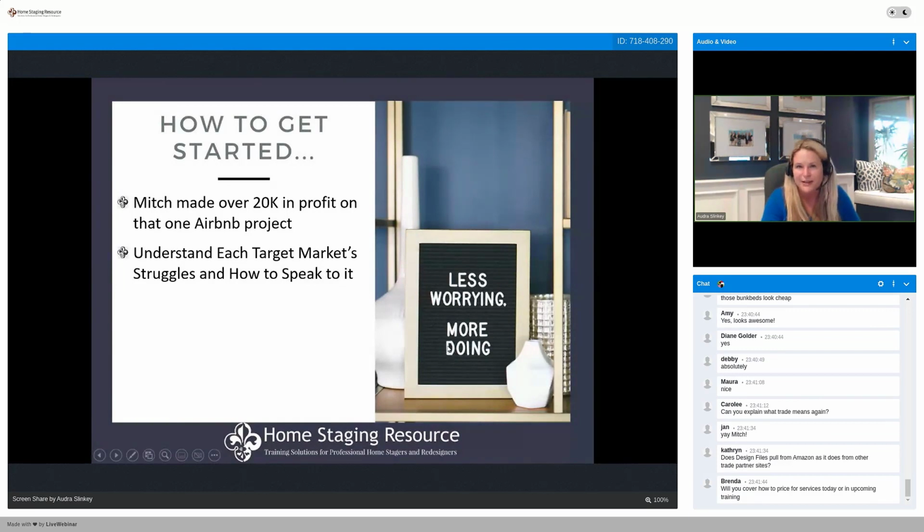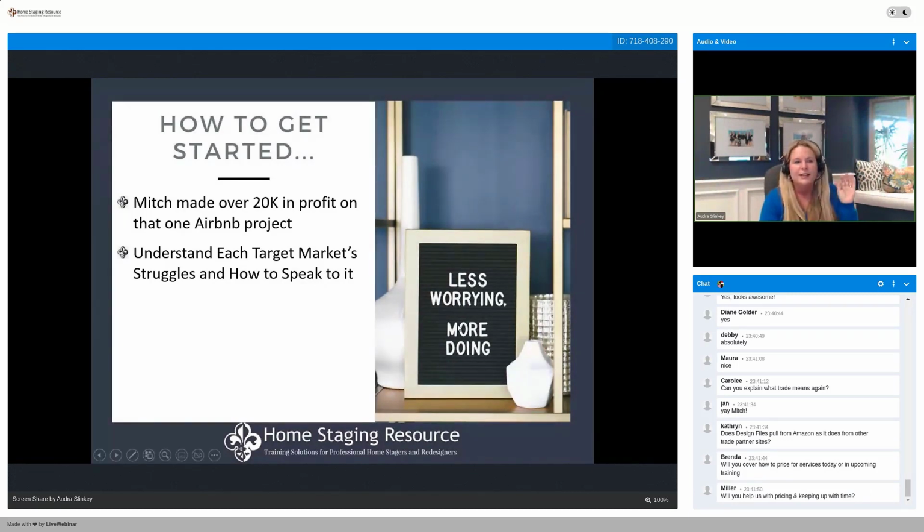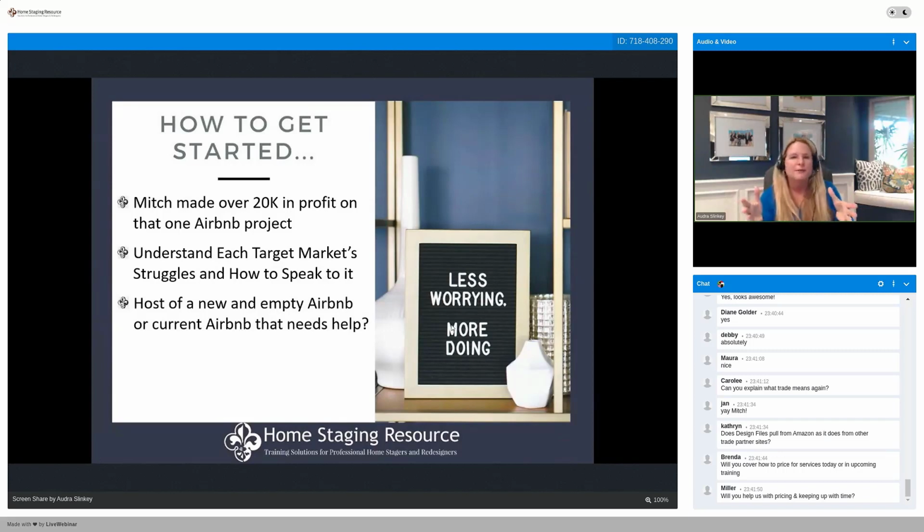So what you also need to do, and this is from a marketing standpoint, is know that when it comes to this industry, there are different target markets, not just the ones I've listed, like investors. It's how you're going to package your services to each target market, because each target market has their own struggle. So you need to be able to speak to it. And what do I mean by their struggle? I'm going to phrase it to you this way.